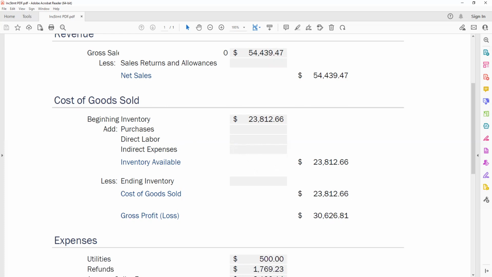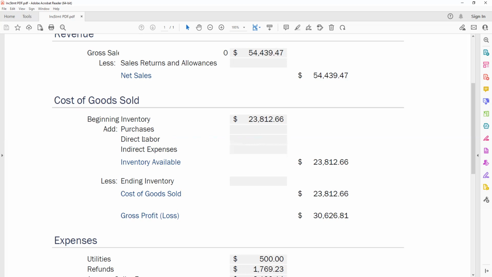It's broken down into beginning inventory and ending inventory. You see the different sections where it says beginning inventory, $23,812.66. That's the actual cost of the inventory that you had at the beginning of the year. And then you add the different things that may have come through the year: purchases, which may be other materials or parts that you bought, and direct labor, meaning people who were not necessarily working for the company, but directly attributed to producing the product.